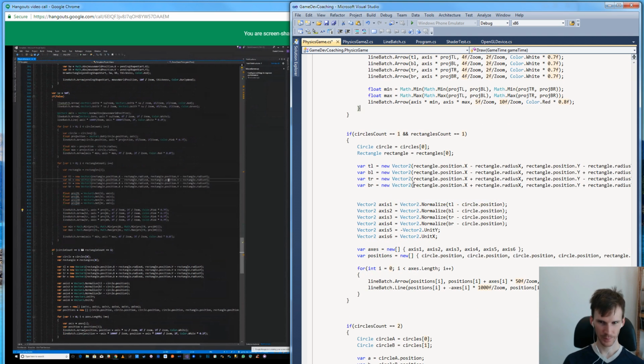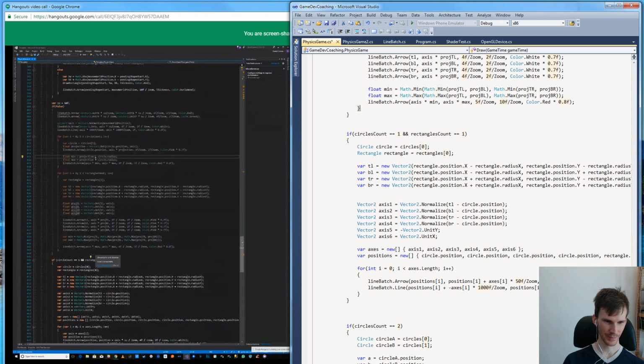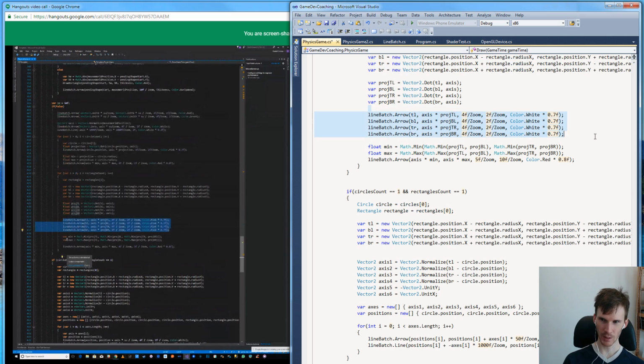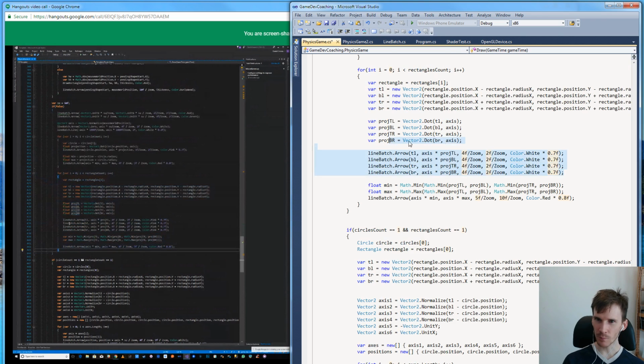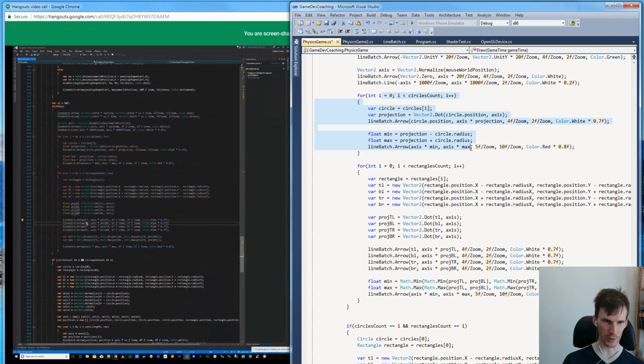Okay. All right. So these are the projection lines. Yeah, I mean we could chuck them in if you wanted to. Well, that's the rectangle and that's the circle. I think the TL, the circle's up here. So, oh, what's this arrow then? This is the max.